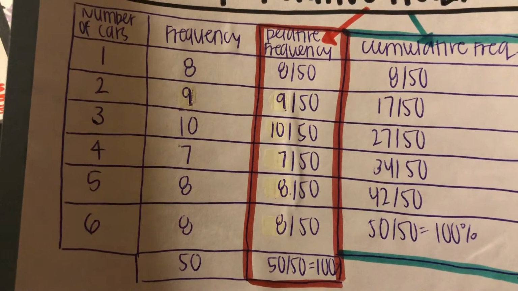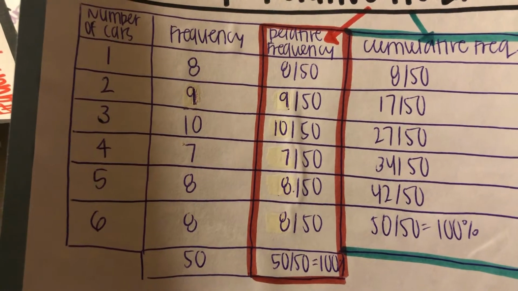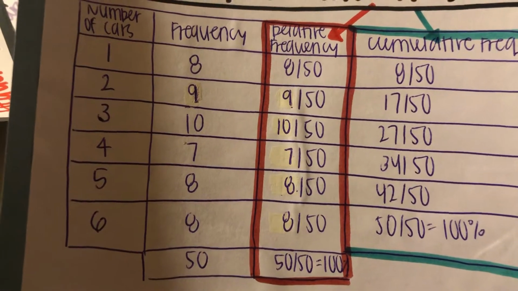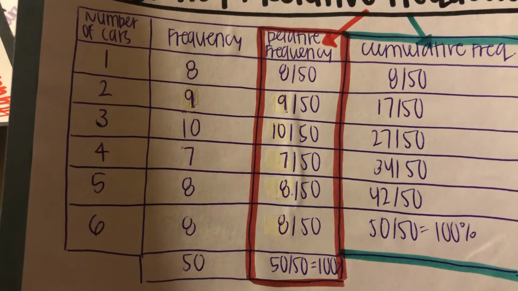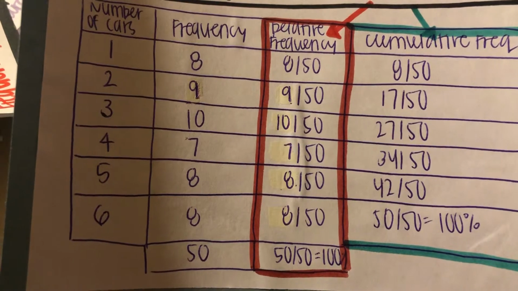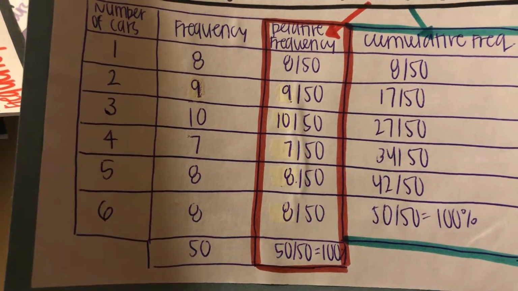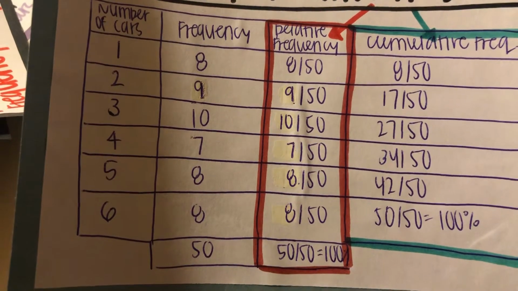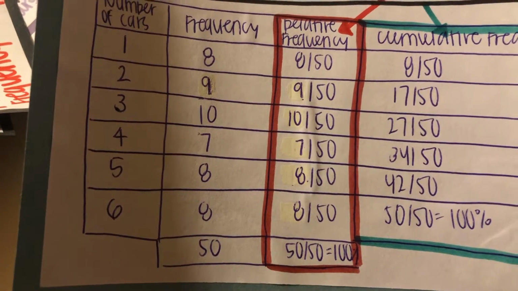So for example, eight houses have one car. 9 houses have 2 cars. 10 houses have 3 cars. 4 houses have 7 cars. 7 houses have 4 cars. 8 houses have 5 cars, and 8 houses have 6 cars.